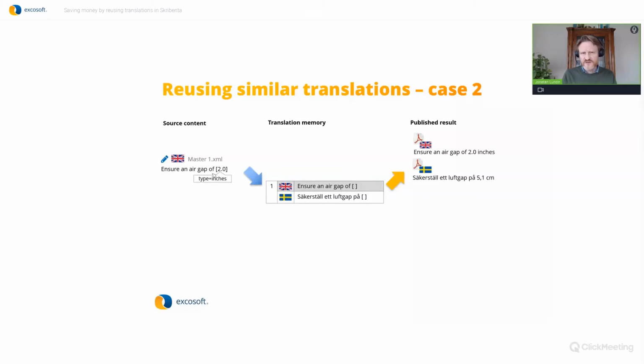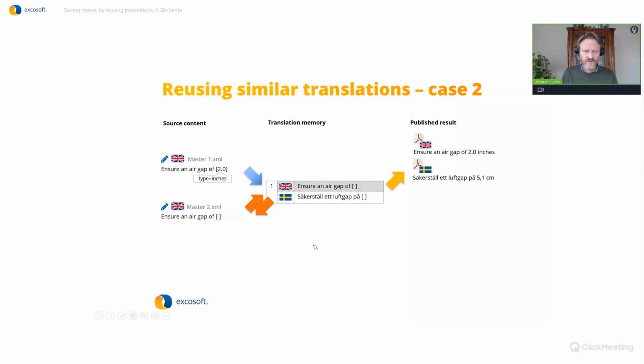So this makes it possible to reuse this translation later on. Because let's say that in another manual, some other technical writer is creating similar source text. The only difference is that it says 3.0 inches instead of 2.0. So what we can do again is check for similar translation in the memory, and we can then find the example saying "ensure an air gap of," and then there's a placeholder for the unit.